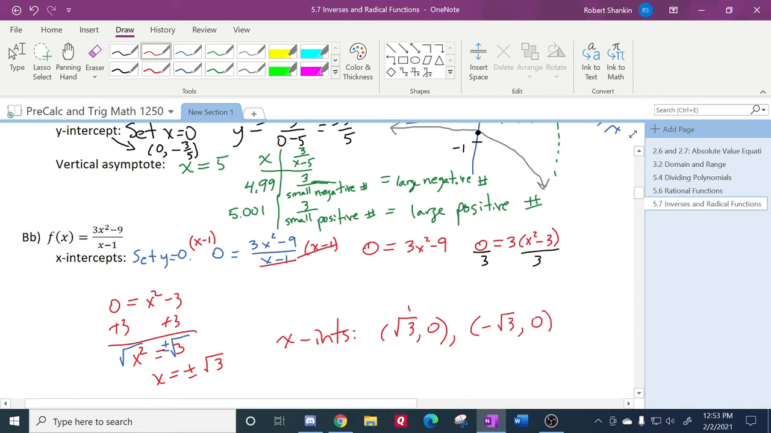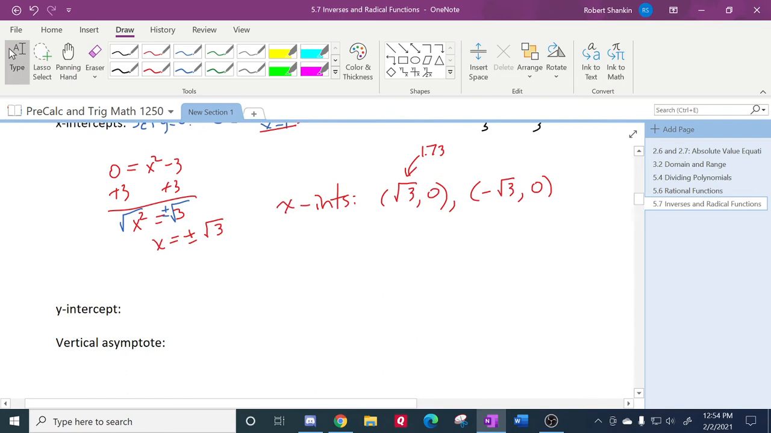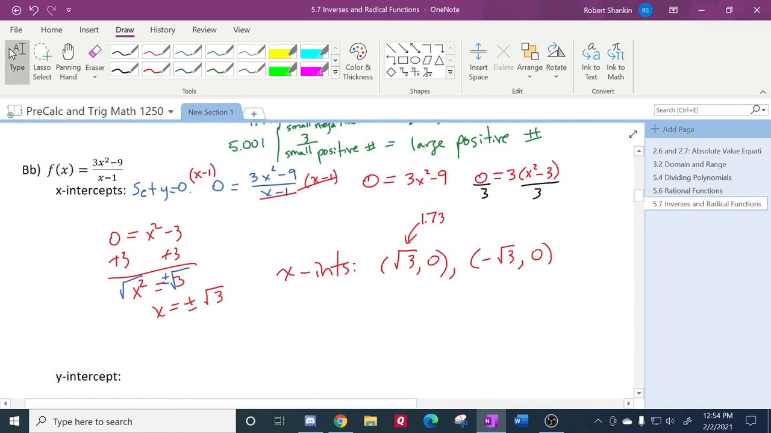Now square root of 3, if I punch it out on my calculator, I'm going to punch that out right now. It's about 1.73. Something like that. So I could give an approximate answer, that would be fine as well. Alright, now the y-intercept, this will be easier.